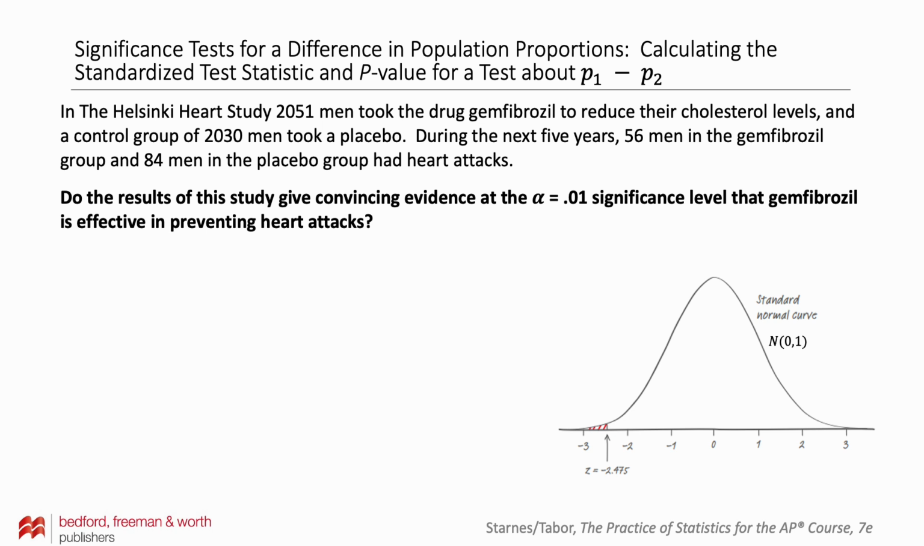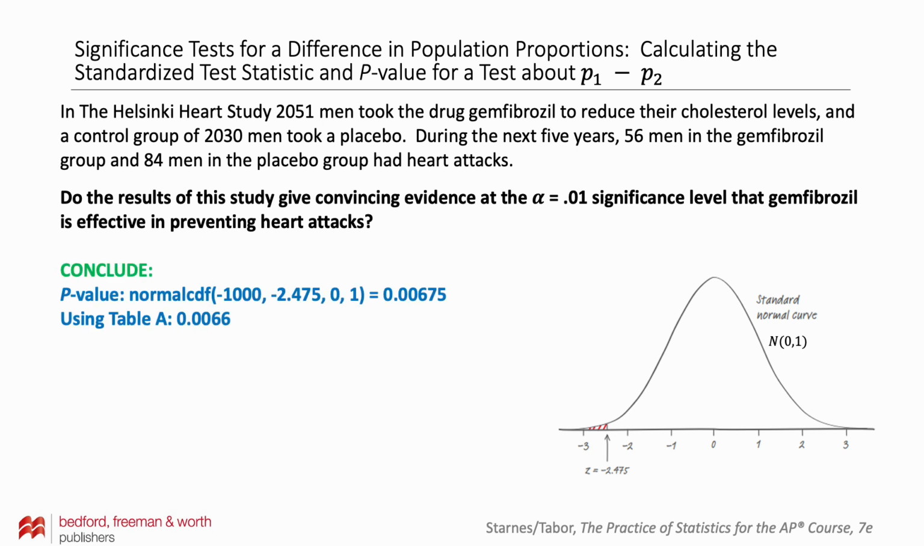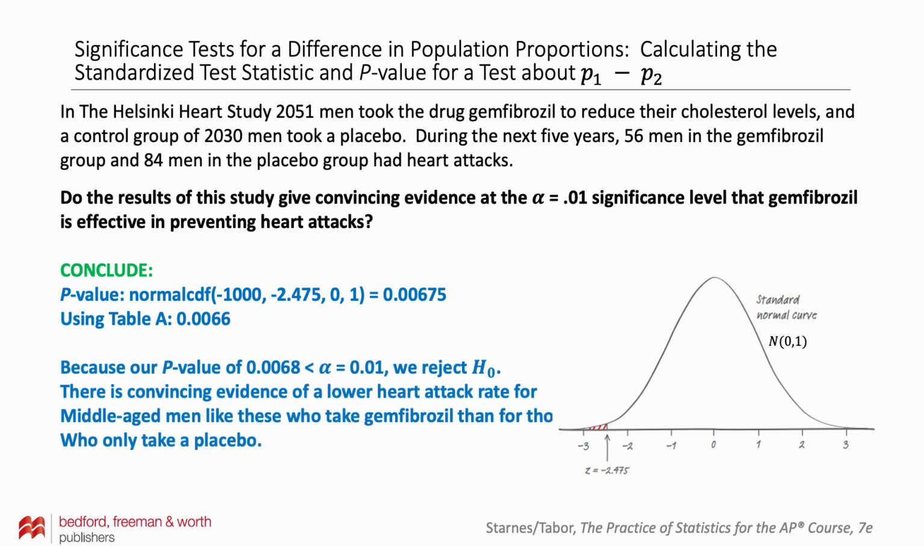Now our last step is to conclude. So notice that we found the p-value to be 0.00675. Because our p-value of 0.0068 is less than our alpha, which is 0.01, we reject the null, and there is convincing evidence of a lower heart attack rate for middle-aged men like these who take gemfibrozil than for those who only take the placebo.